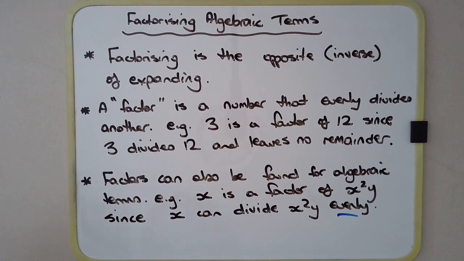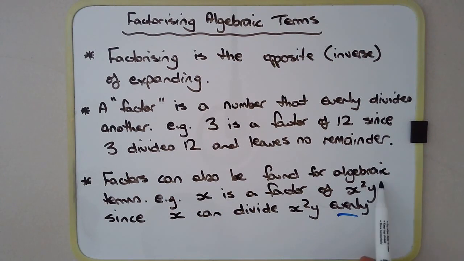Think about any other factors for 12. For example, 1 can divide 12, so 1 technically is a factor. 2 can divide 12 as well, and that gives you 6 as an answer. 3 divides 12 and gives you 4. 6 as well: 12 divided by 6 gives you 2. No remainders. As long as a number can divide another number and doesn't leave a remainder, it's called a factor.